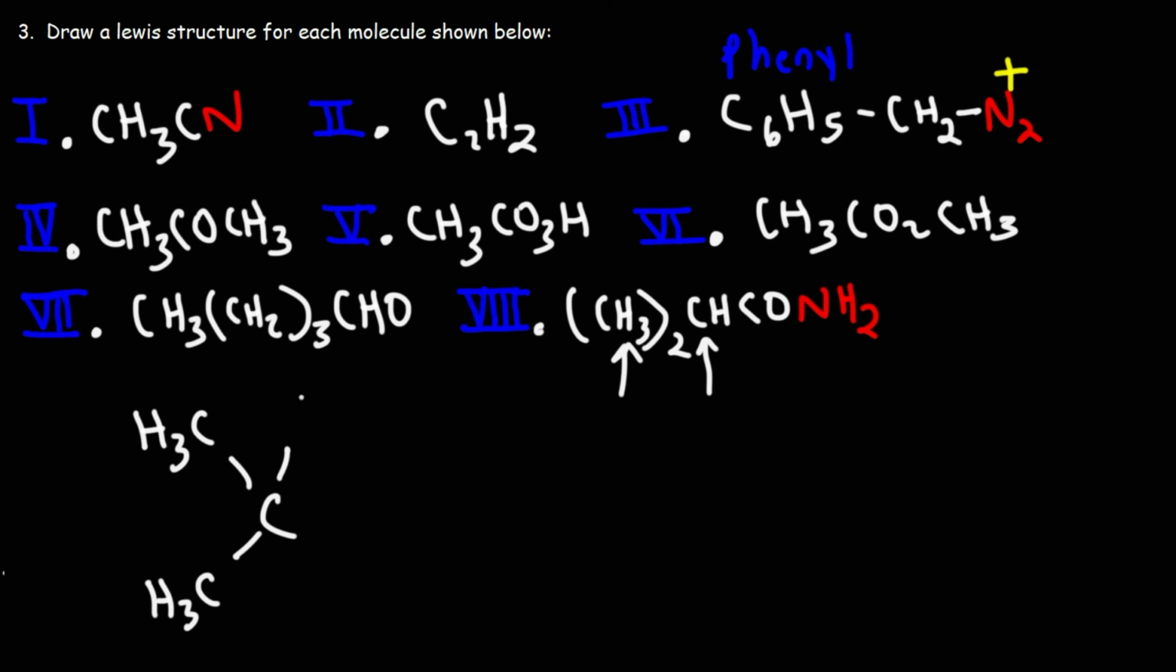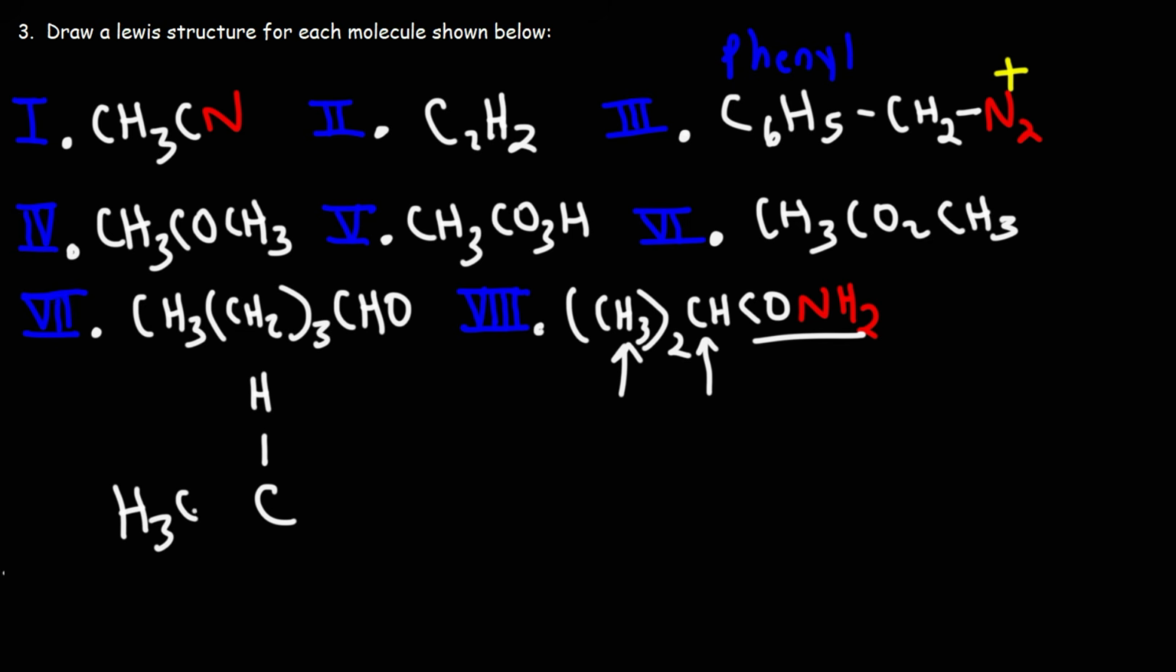And then that carbon has a hydrogen, and then it has this group. But I'm going to redraw it. So let's start with the CH carbon. Let's put the hydrogen here, and let's put the first methyl group here and the second methyl group here.